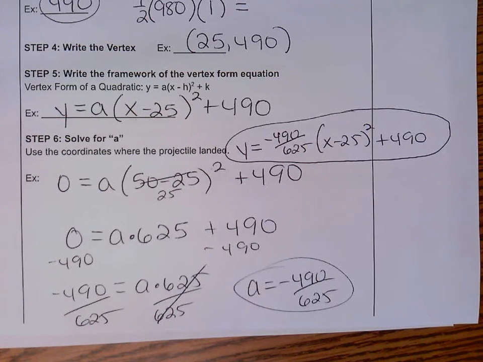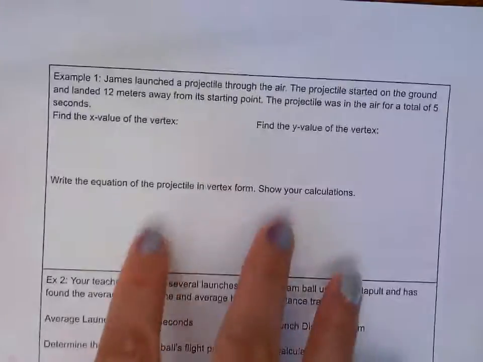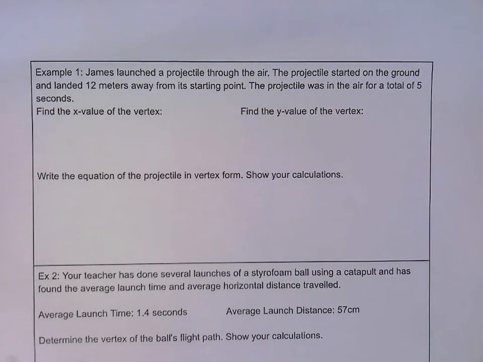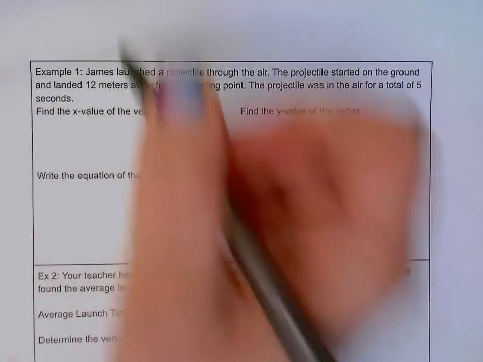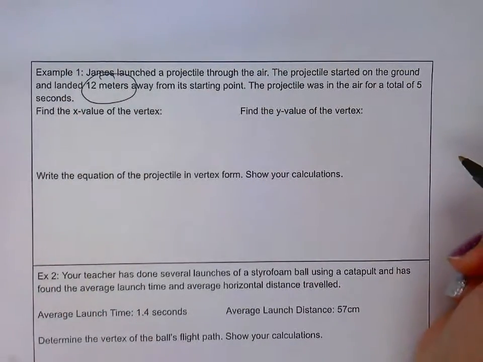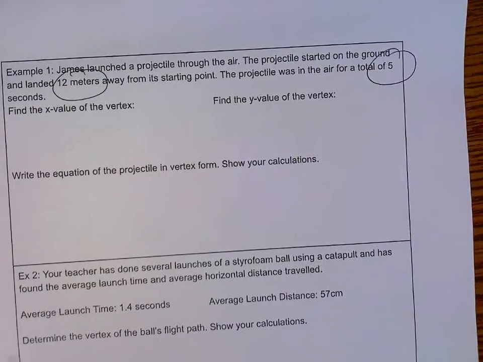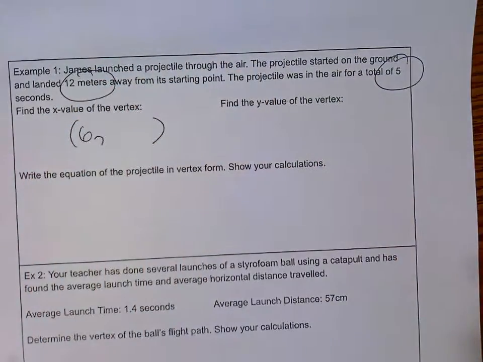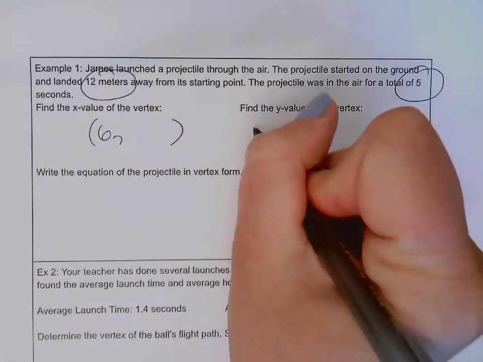So then I did a couple more examples with them during class. So if you want to try these couple examples, pause the video, and then I'll talk through how to do these 3 examples. So you probably want to pause the video now, but we've got a 12-meter launch and it went for 5 seconds. So the X value is going to be 6 because that's halfway. The Y value is going to be 1/2.